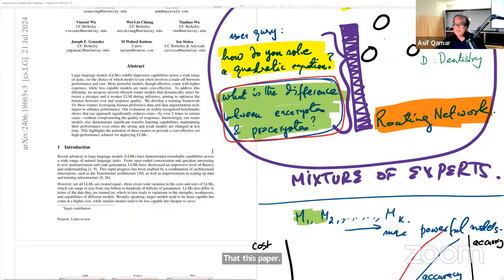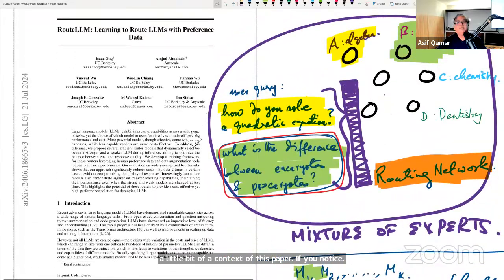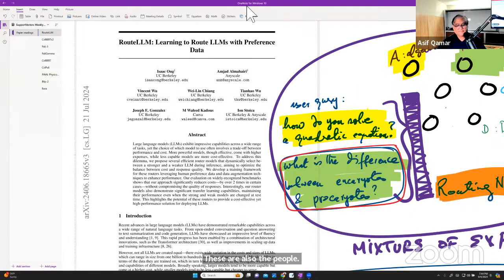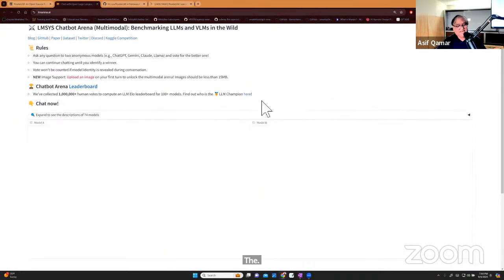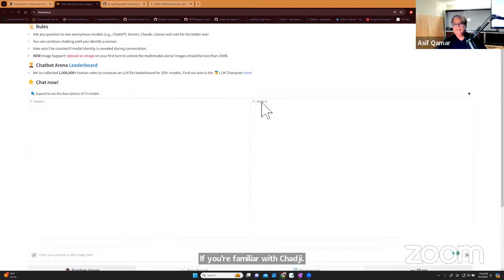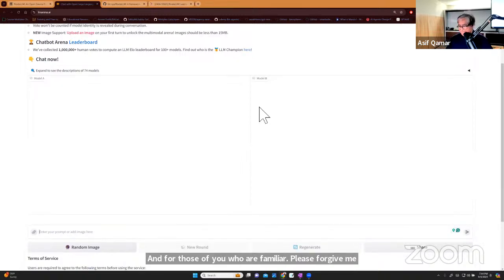Now, a little bit of context of this paper. If you notice, these are all Berkeley guys. These are also the people who created the Chatbot Arena, the LLMs Chatbot Arena, if you're familiar with it. If you're not, I will just give you a quick demonstration. And for those of you who are familiar, please forgive me for this quick digression because I felt it may be worth getting into.